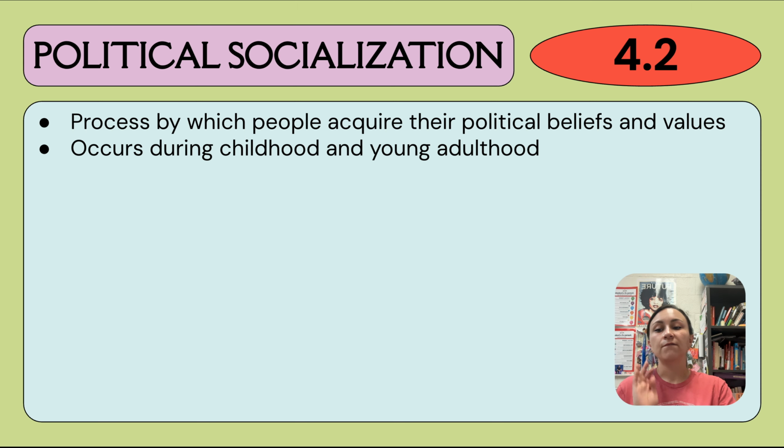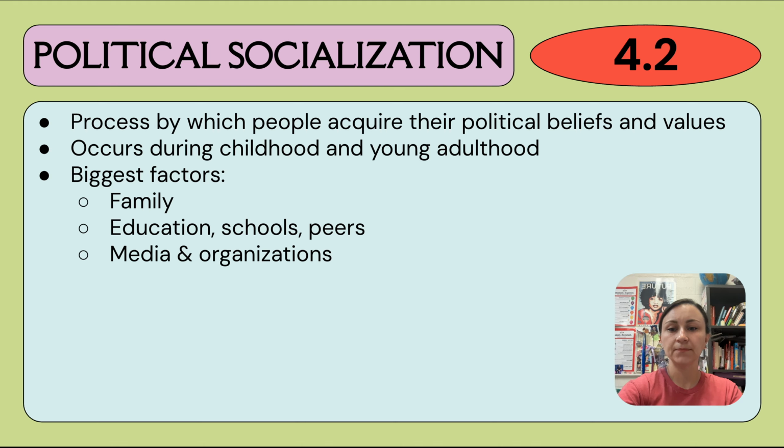There are 5 main influences on political socialization. So I kind of condensed those down into 3. I kind of combined some. Number 1 is family, and this is the number 1 agent. Primary agent for political socialization is family, and you need to know that.